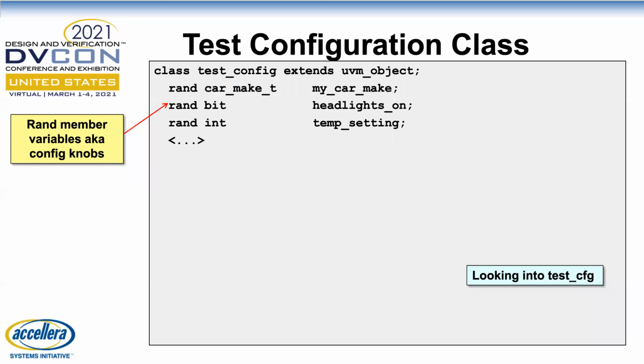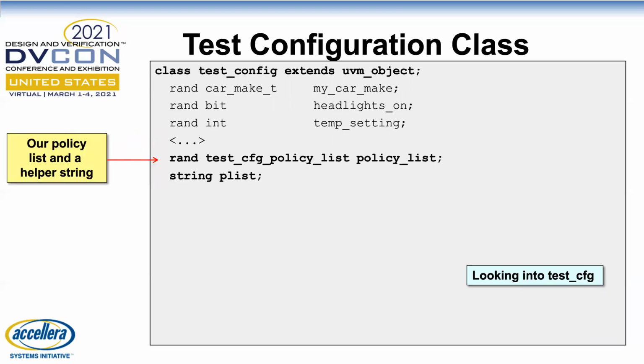Now let's look into test config object and show how things are put together. We can see the rand member variables or control knobs at the beginning of the class. In this case, my car make, headlights on, and temp setting. Then we see a member of the specialized policy list and a helper string that we'll use in one of the next slides.